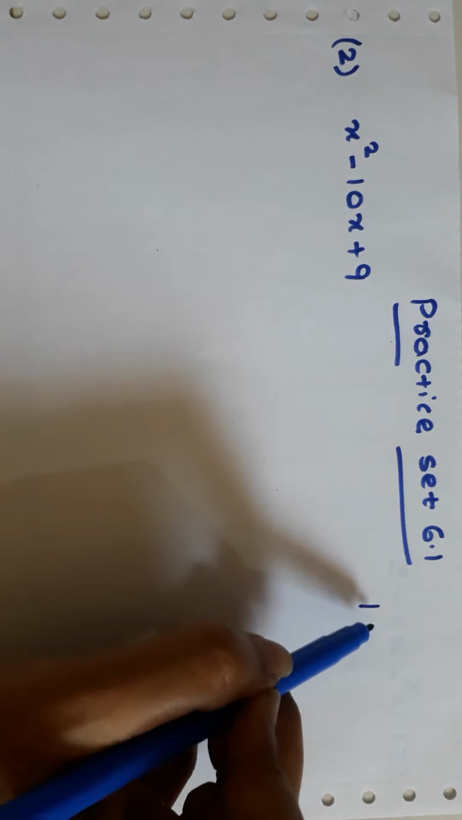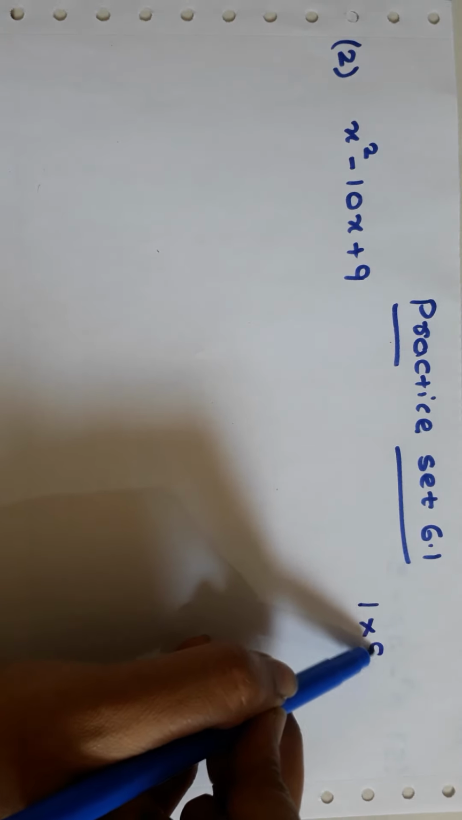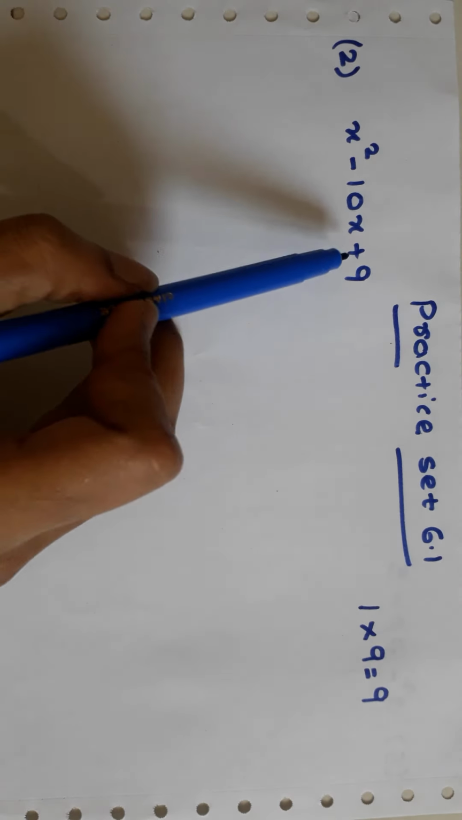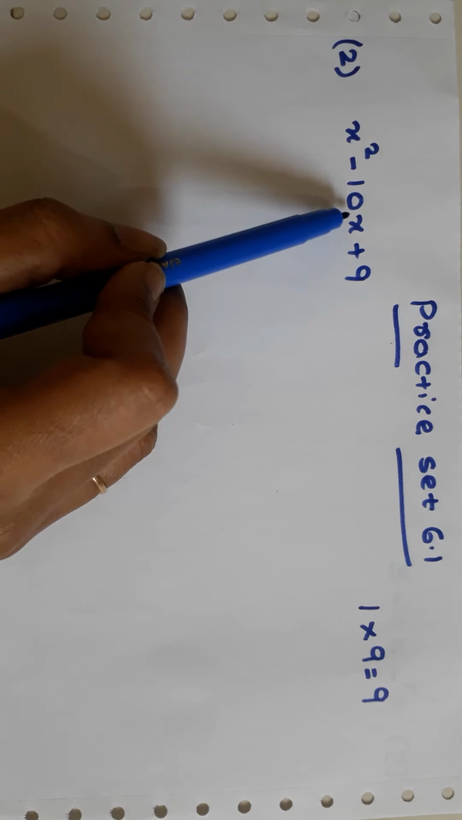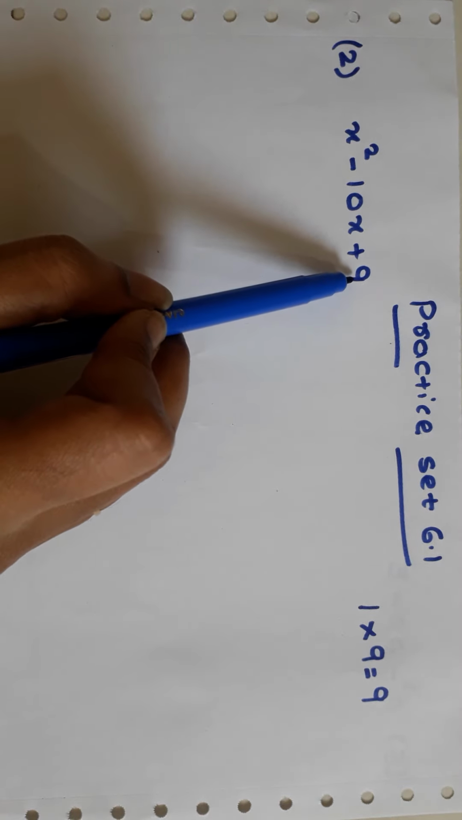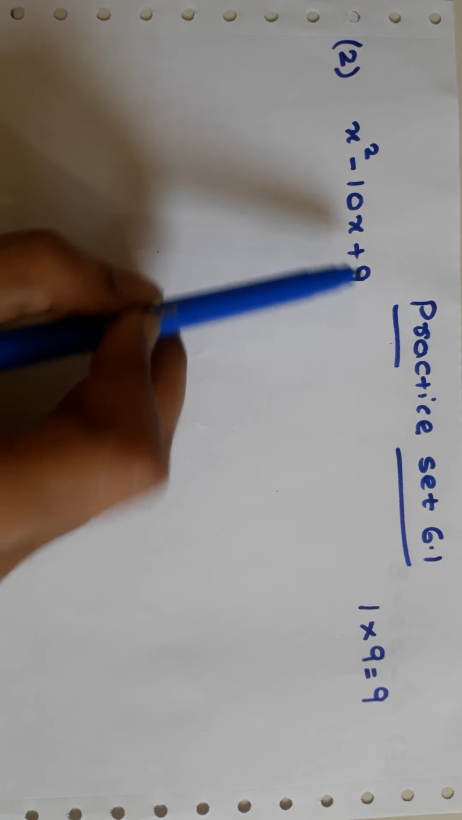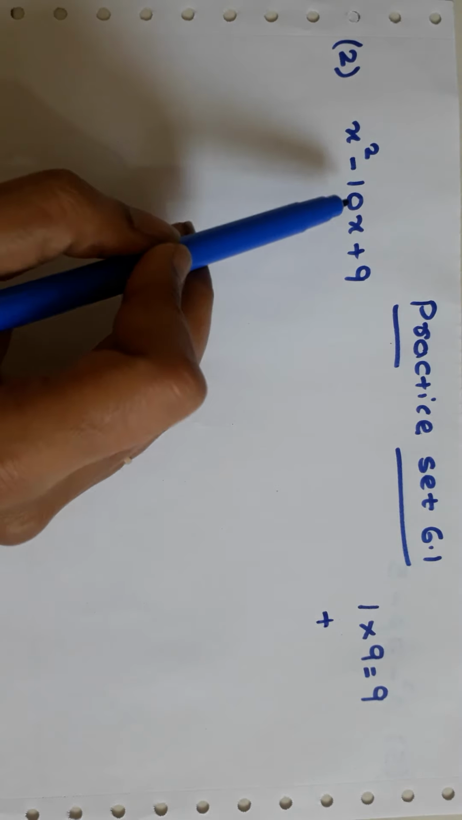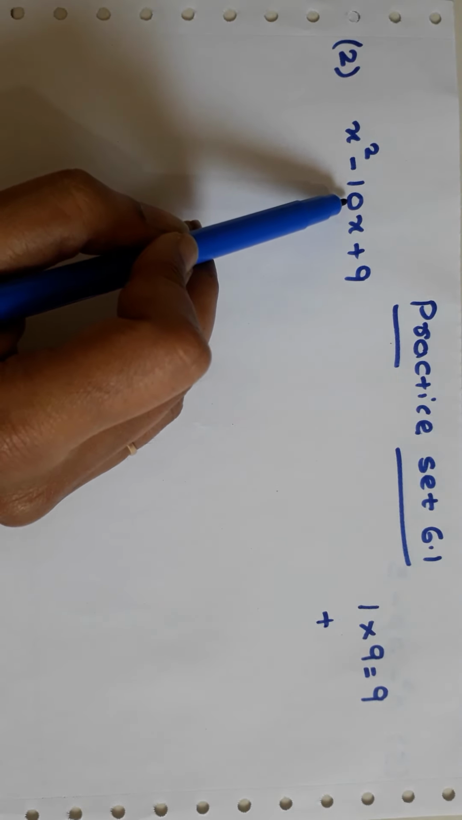To find the factors of x square minus 10x plus 9, step 1 is find the product of the coefficient of the first term 1 and the constant term 9. 1 into 9 is 9. Then second step, look for the sign between the middle term and the constant term. So here the sign is plus and the coefficient of the middle term is 10.